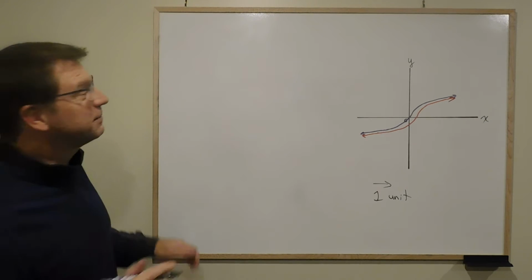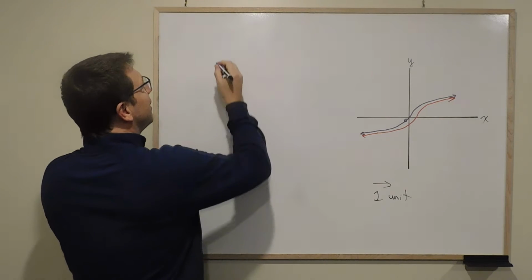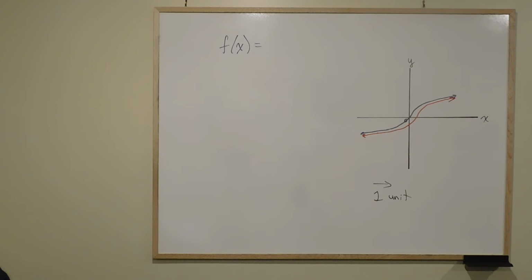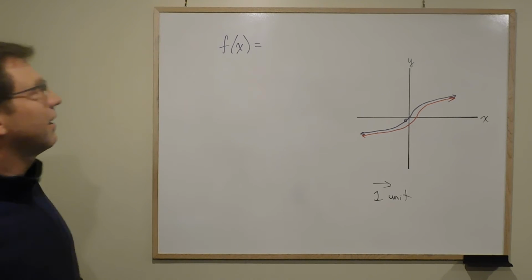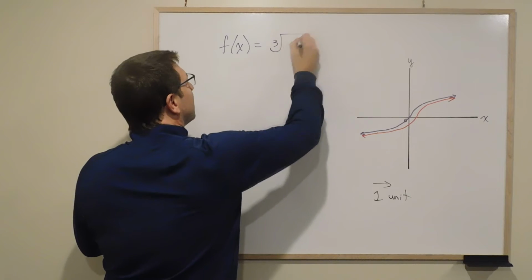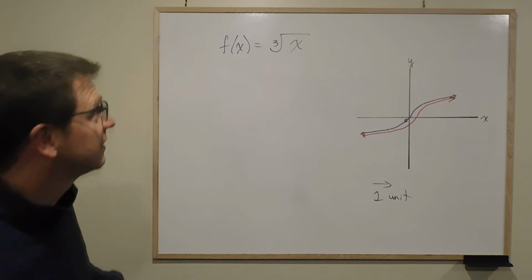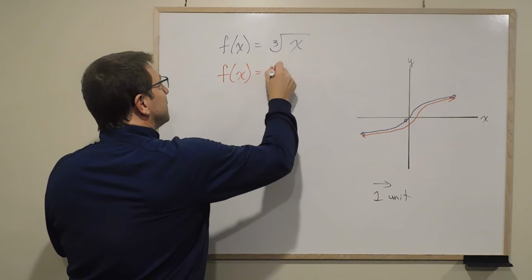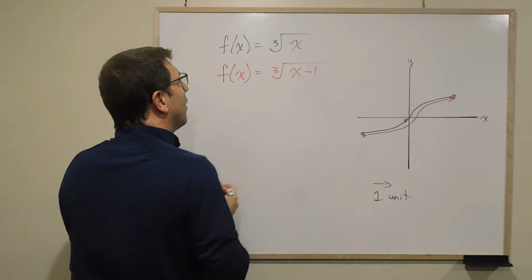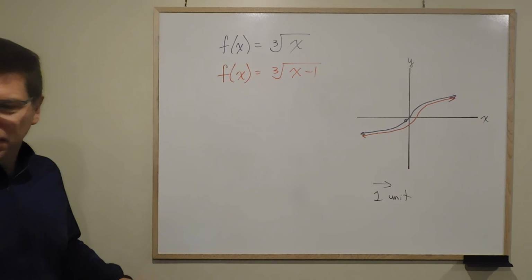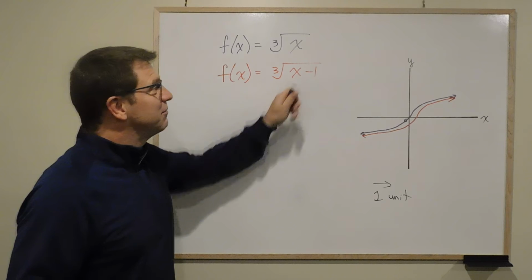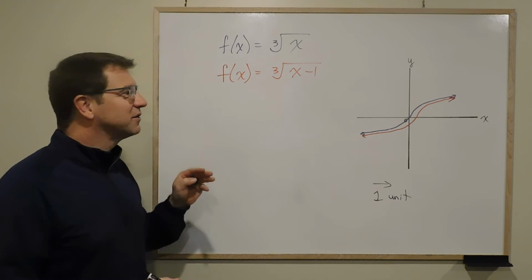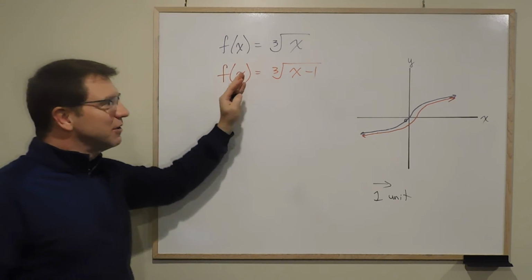If you notice the difference between the two graphs, the purple one is f of x equals the cube root of x. And then the red one, of course, is f of x equals the cube root of x minus 1. Okay, and you'll notice the only difference between those two is the minus 1 inside the root. And that actually does create what's called a horizontal shift. So exact same shape, but it's moved 1 to the right.